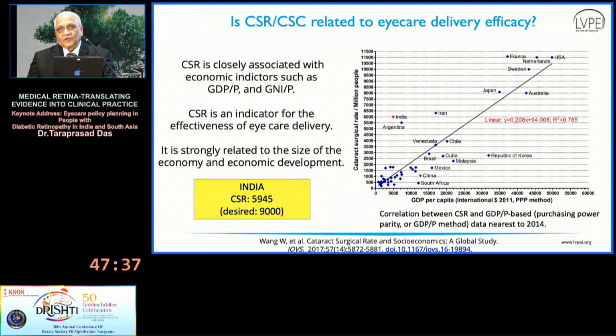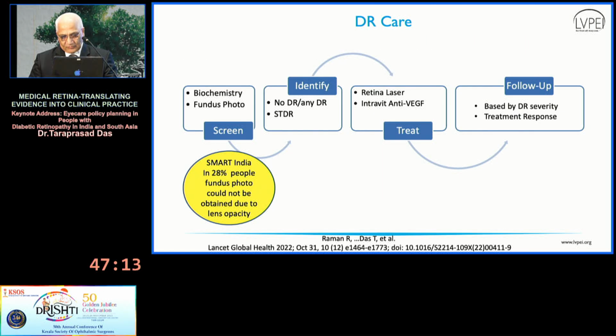This is a beautiful graph which shows that as you develop further, your health system actually depends on how well you do cataract surgery or how effectively you do cataract. For example, look at the countries, USA, France, Netherlands, Japan, Iran, all are doing much better compared to Brazil, Chile, Cuba, China, South Africa, etc. Because please do not say that I don't care for cataract. That is the basis of the eye health system actually.